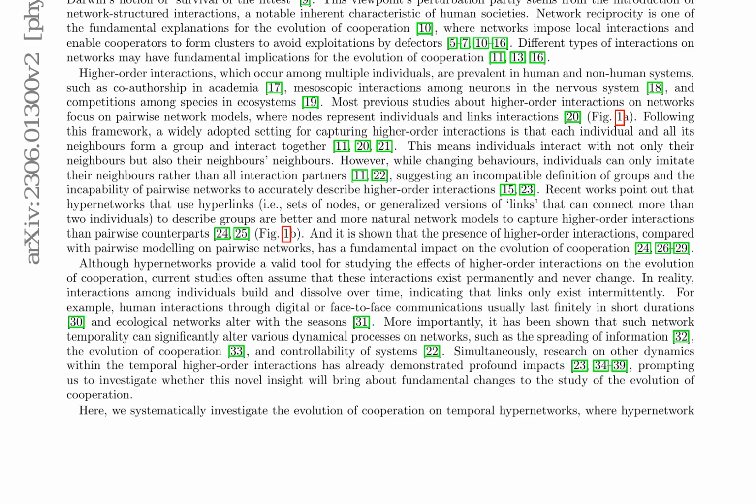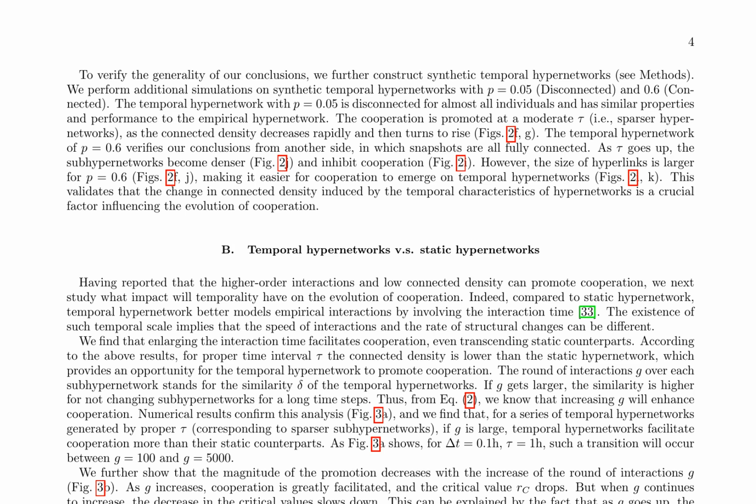In a degree-homogeneous uniform temporal hypernetwork, the frequency of defectors is described by the replicator equation, which captures the net growth rate of cooperators. A similarity parameter delta represents the probability that hyperlinks remain unchanged when transitioning to the next subhypernetwork. The authors derive a critical value RC for cooperators to emerge, which is inversely proportional to the group size n and depends on the similarity parameter delta, showing that a larger group size promotes cooperation.